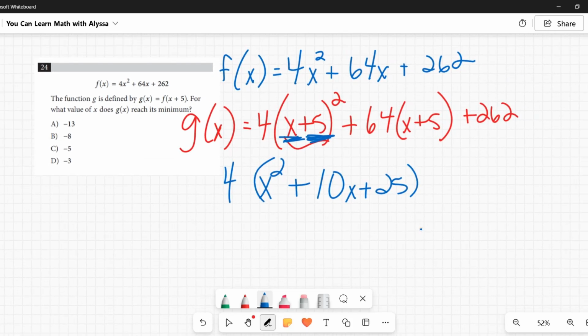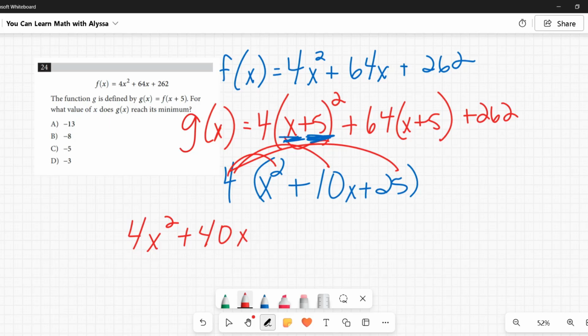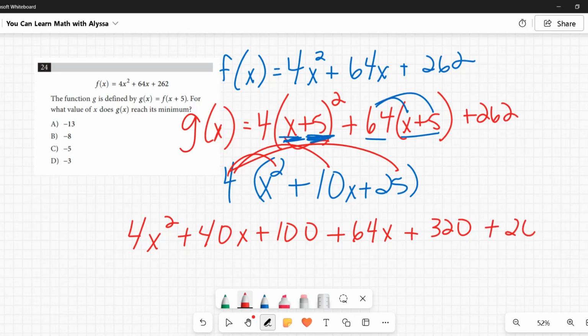All right, so I'm going to then distribute this. 4 times x squared is 4x squared. 4 times 10x is 40x. And 4 times 25 is 100. All right, on to the second one, 64 times x plus 5. I'm going to distribute that. 64 times x is 64x, and 64 times 5 is 320. Then the 262, I don't have to do anything with that. I just bring it down.